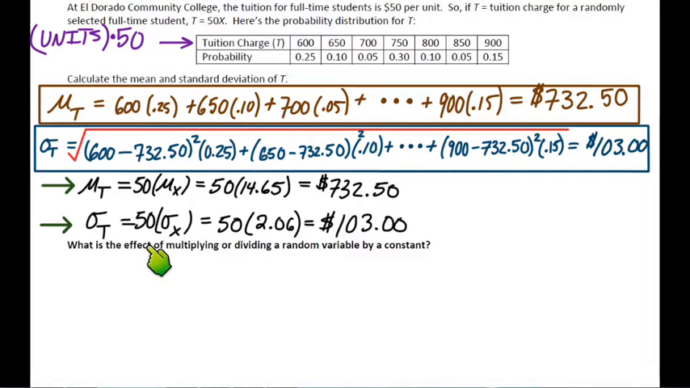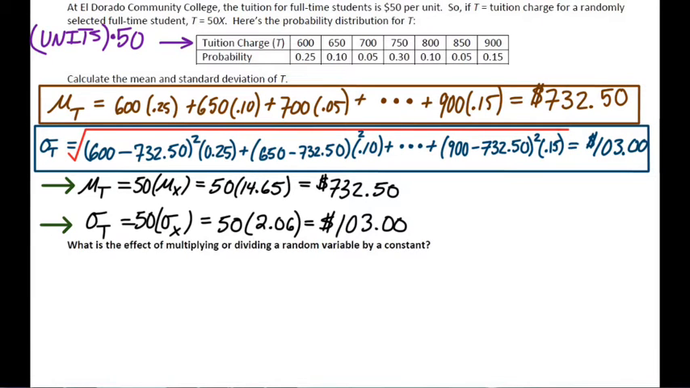So what does that standard deviation represent? Well, if you randomly select a student at El Dorado Community College, they'll typically be about $103 from the mean price for tuition of $732.50.